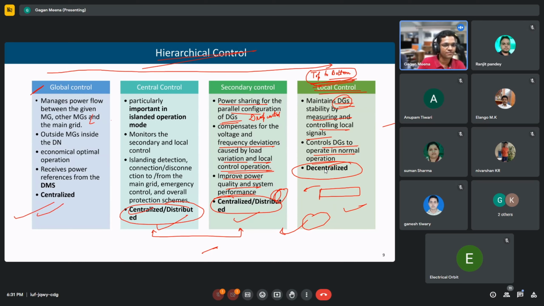This global control, and central control is especially also called the emergency control. So it's particularly important in islanded operation because it always monitors the secondary and local control, and for islanding, it also detects. It keeps track of the status of the microgrid, whether it has got connected or it's an island. So island detection, connection and disconnection to and from the main grid, that is an important task of this center.